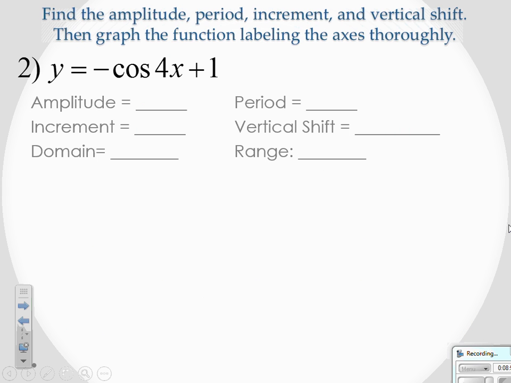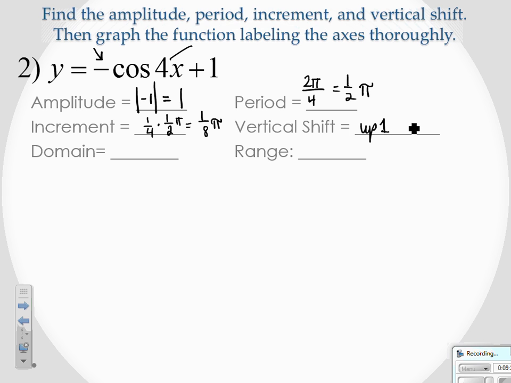So we have y equals negative cosine 4x plus 1. All right, let's start by finding the amplitude. The amplitude is a, the absolute value of that. So the absolute value of -1 is 1. Your period is 2 pi over b. B is 4, so this is 1/2 pi. The increment is 1/4 times the period. So that would be 1/8 pi. And then the vertical shift is up 1, which means our k is 1. So our midline is going to be y equals 1.